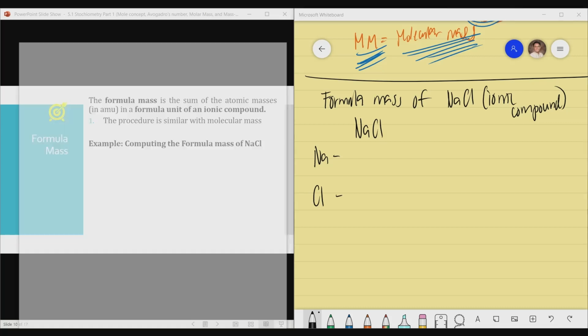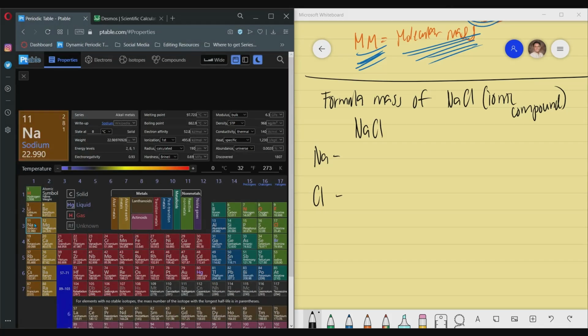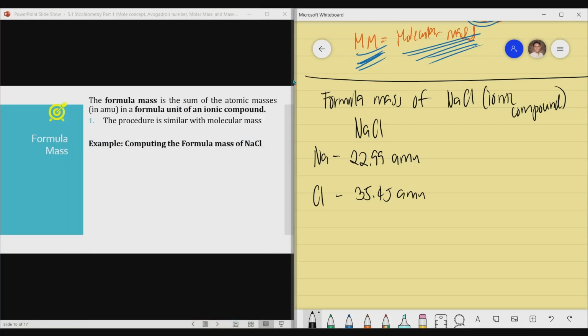Looking at the periodic table, I have here sodium. Again, I'll be getting the value up to 2 decimal places. So sodium will be 22.99 AMU. And then for chlorine, I'll be getting 35.45 AMU. Second step, multiply each respective atomic mass by the respective number of atoms in the formula. Looking at sodium and chlorine, they don't have any subscript, so I assume that will be 1.